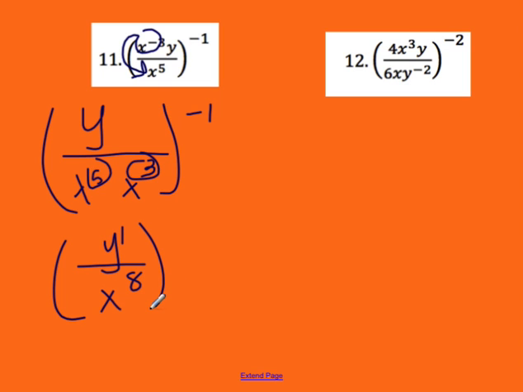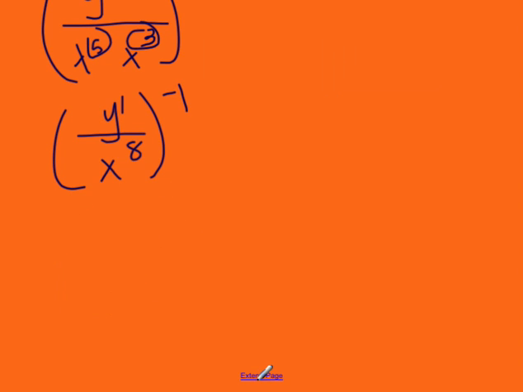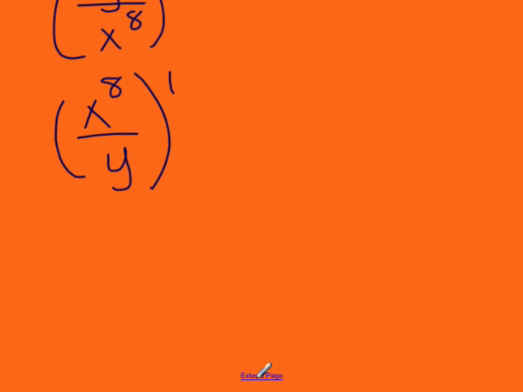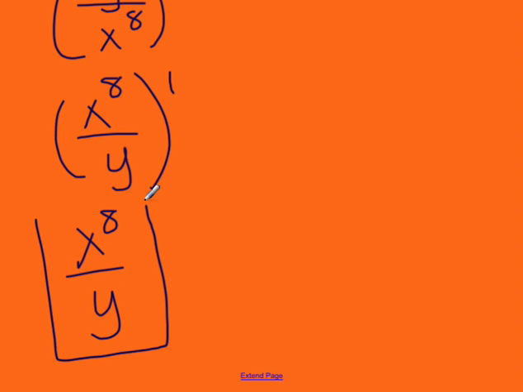So that y has an exponent of 1, and that's being raised to the negative 1. So now to get rid of that negative, I can just flip the fraction. So I get x to the 8th divided by y. And that's just to the first power. Well, anything to the first power is just the same thing as itself. So your final answer then is x to the 8th divided by y.